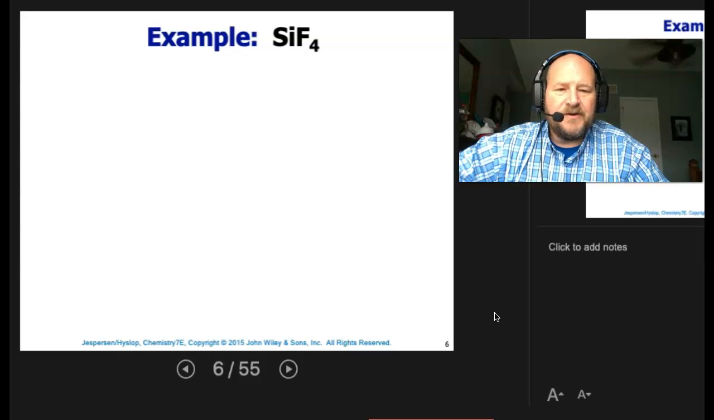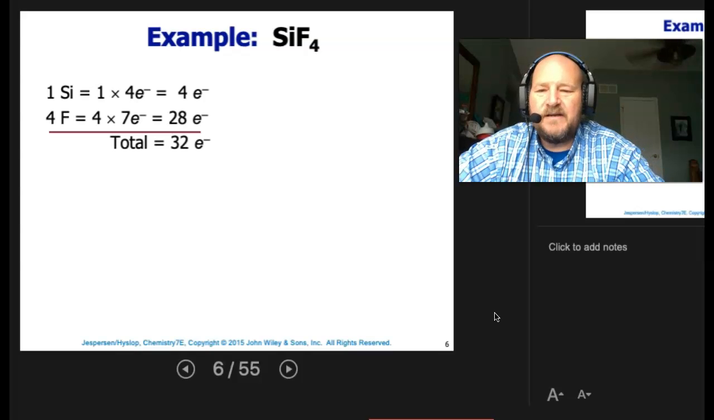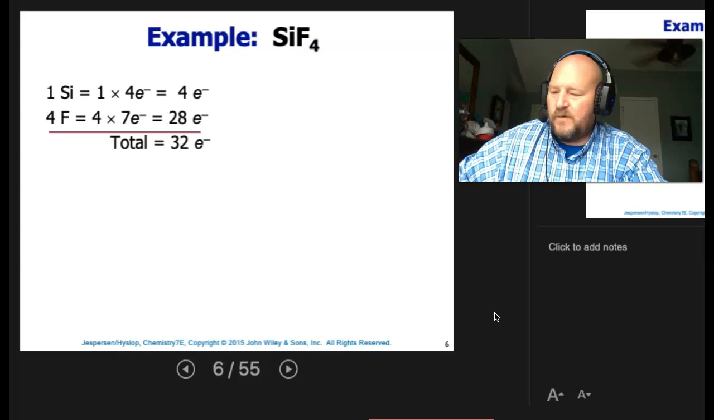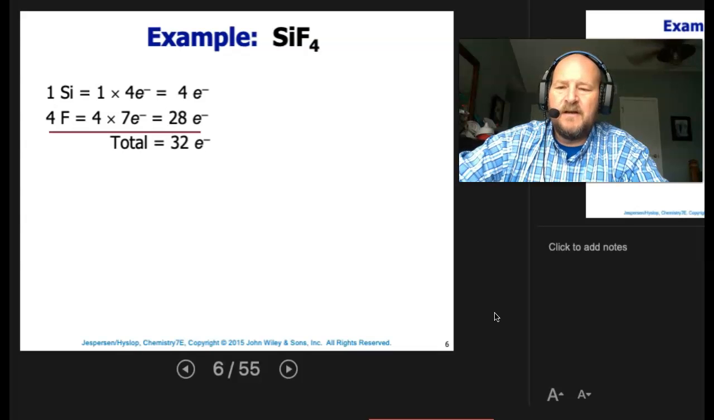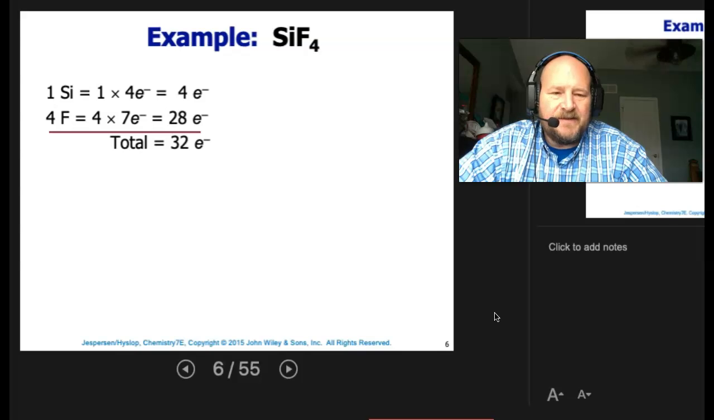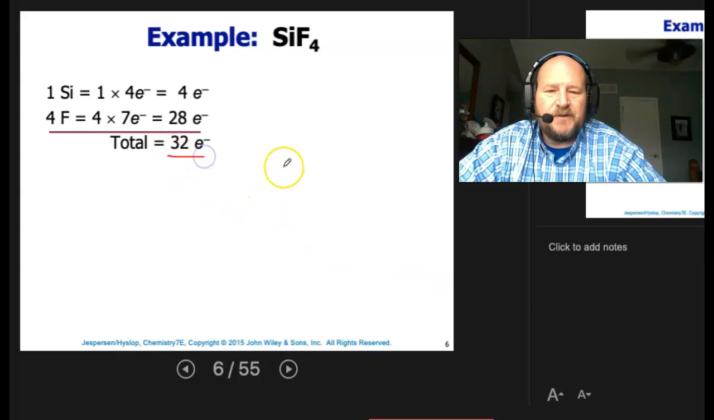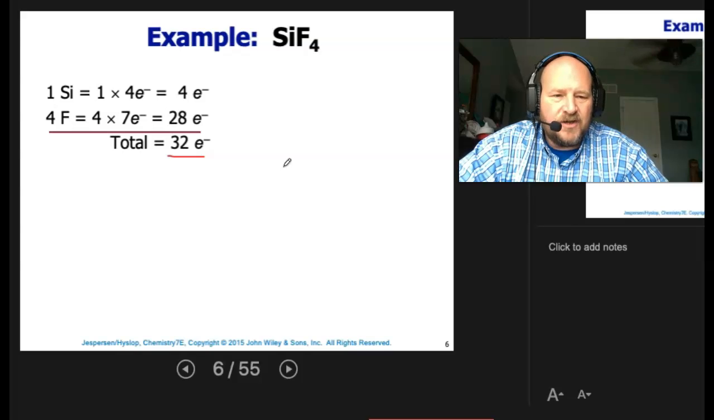And so the first thing we're going to do is figure out how many electrons we have. So we have 1 silicon. It's got 4 valence electrons. Then we have 4 fluorines. Each one has 7 valence electrons. Multiply that out, that gives us 28. Now we'll sum that total up, and that's going to give us 32. So we have a total of 32 electrons for our entire structure.